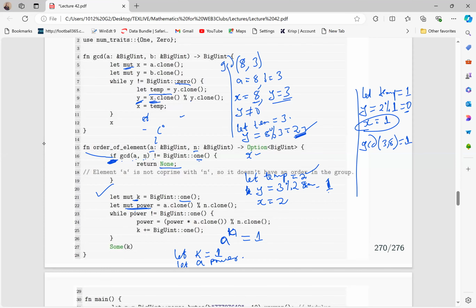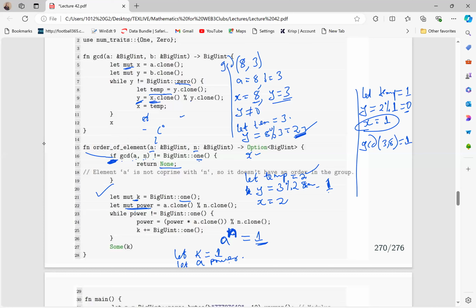Now, let me use a different number here. Initially, the power will be A. But now we are looking for what power will give us 1. So this power that will give us 1 is what we call K. Initially, we make it 1.